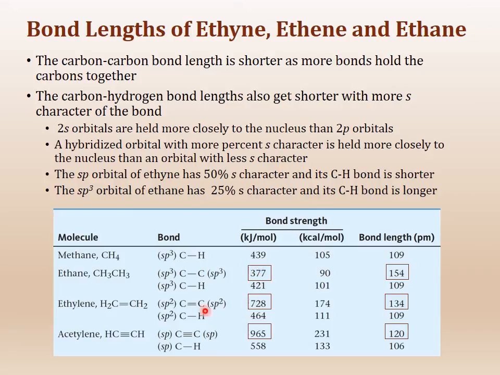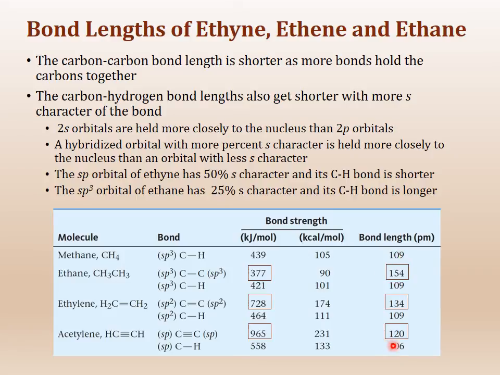So the bond strength for the C-C bond, which is sp3 hybridized, is 377. And then as you go further on to hybridized orbitals, going from sp3 to sp2 to sp, meaning 25% s character to 33% s character and then to 50% s character, the energy of the bond increases. This may have something to do with the bond length.